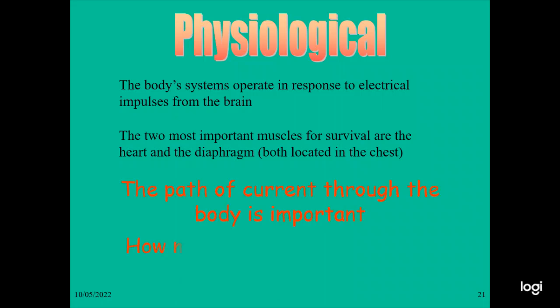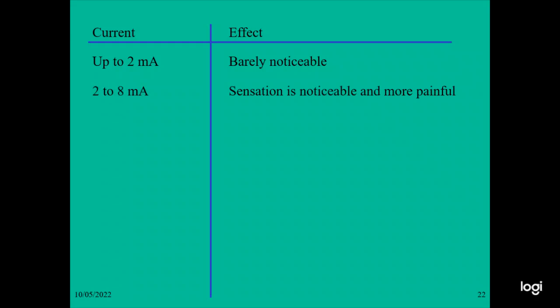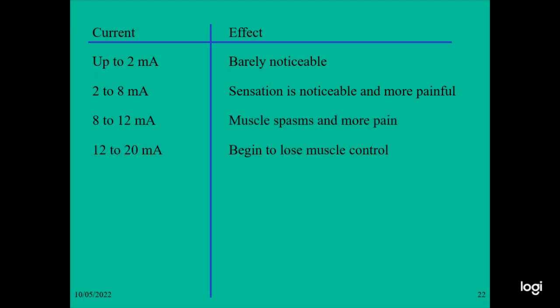The power of the electrical current through the body is important. How much current can the body handle? Current and effect. Up to 2 milliamperes, barely noticeable. 2 to 8 milliamperes, sensations are noticeable and more painful. 8 to 12 milliamperes, muscle spasm and more pain. 12 to 20 milliamperes, you begin to lose muscle control.